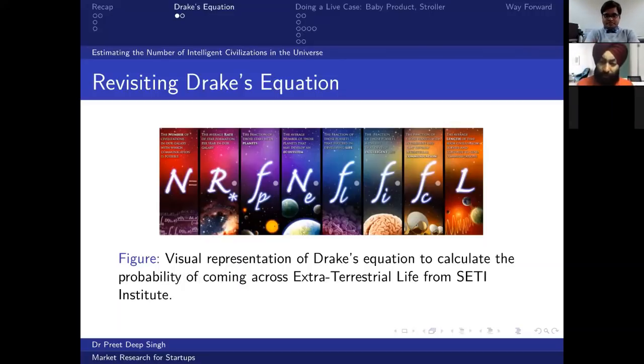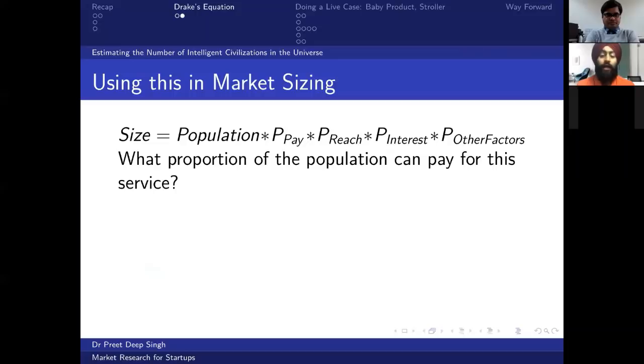This is Drake's equation. It's pretty famous. Look it up if you don't know it. I've taken, of course, this from SETI, Search for Extraterrestrial Intelligence Institute, right? In market sizing, how we use this is that we say the total size, the total number of people who are going to buy my product is going to be the total population, right?